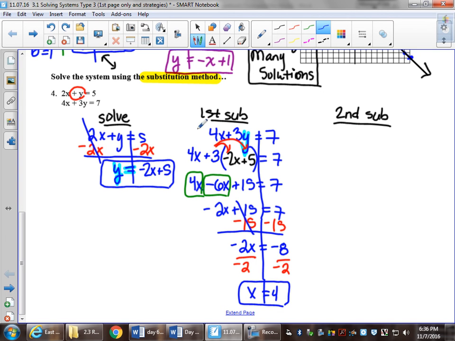So we're going to take this equation that says y equals, bring it over here. Y equals negative 2x plus 5. Where I see x, I will substitute in my value, which I now know is 4 for x, plus 5. Negative 2 times 4 is negative 8.